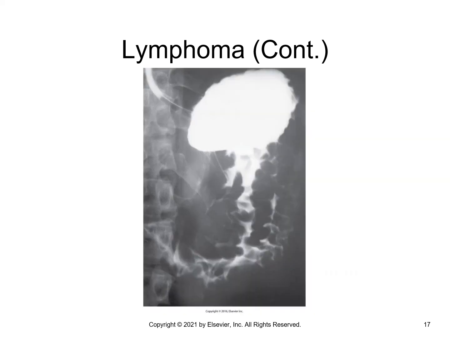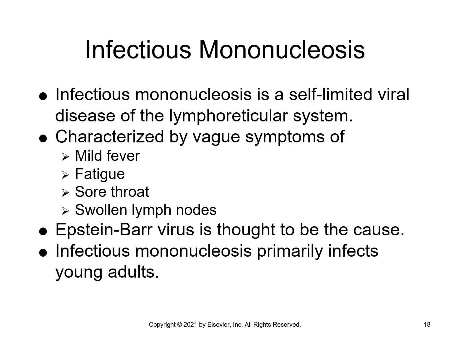Here you see some very significant changes in the rugae of the stomach, and this would be because of compression by that lymphoid tissue on the general rugae.